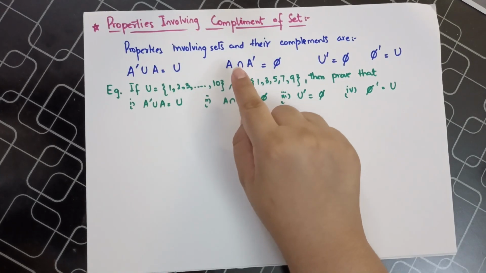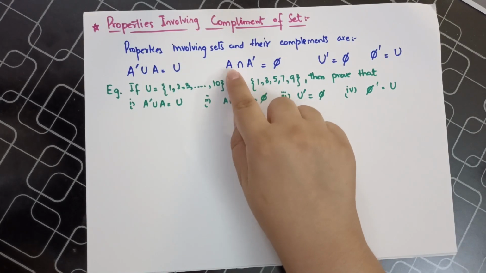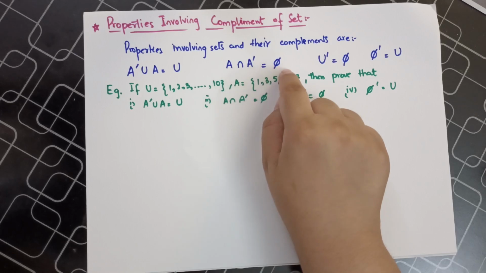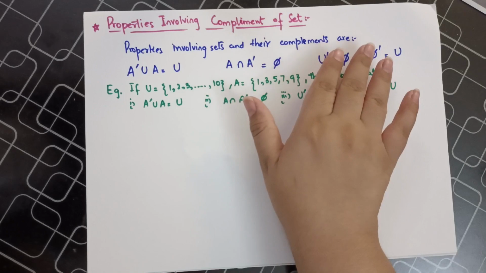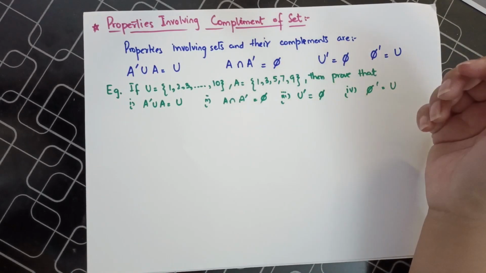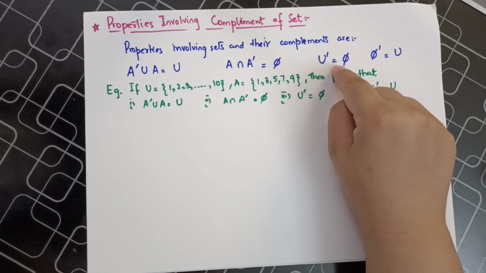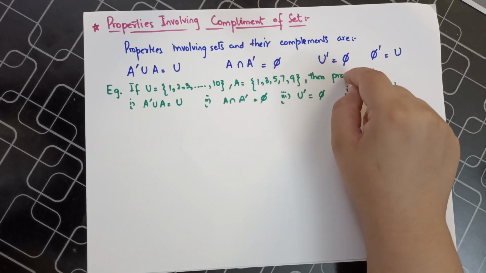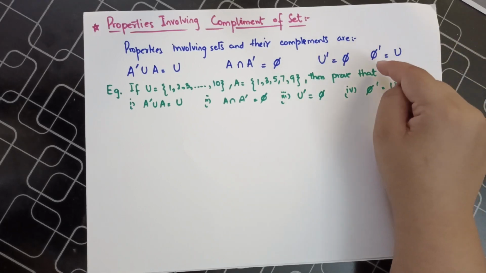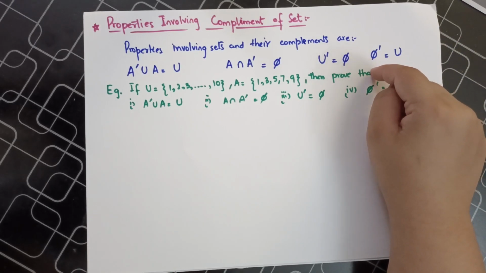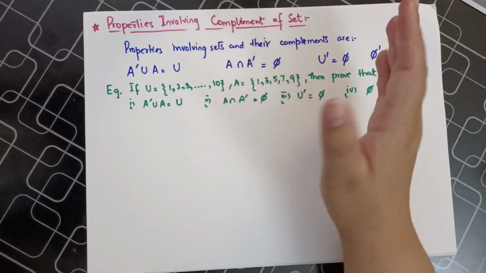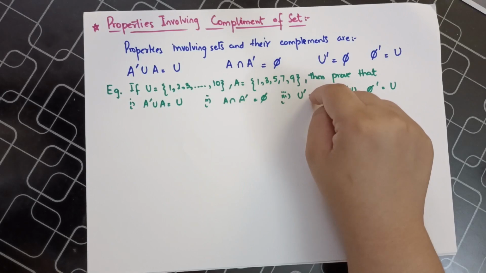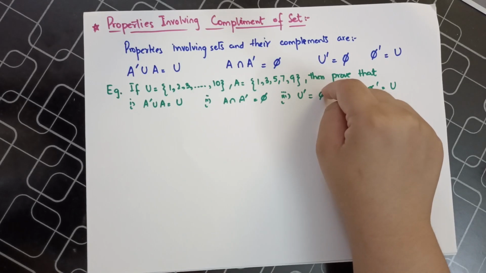Now, the second case is when A intersection A complement is equal to phi. When we take the intersection of the set A and its complement, the result is an empty set. The third one is U complement is equal to phi. When we take the complement of the universal set, it will be an empty set. And the fourth one is, when we take the complement of an empty set, the result will be a universal set. Now, if you remember what a complement is, we subtract the elements of the set from the universal set.